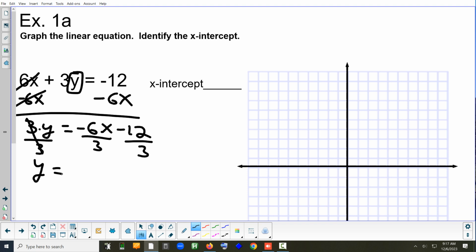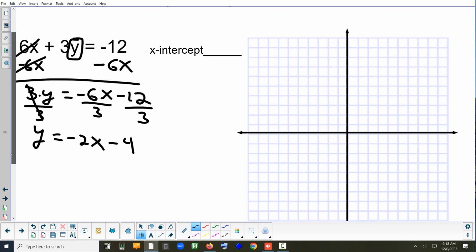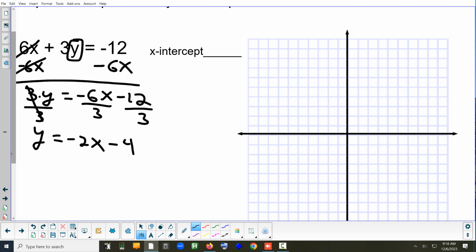And now what about negative 6 divided by 3? Negative 2x. And what's negative 12 divided by 3? Negative 4. Okay, so now, is it y equals mx plus b? Yes. Okay, so now we can graph it. So now we're at step 2.